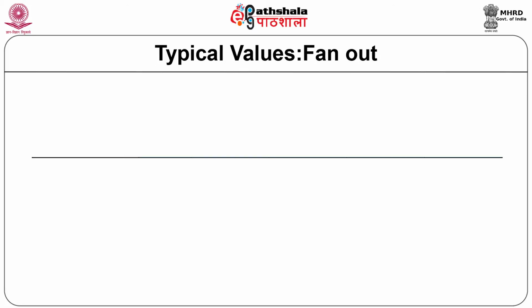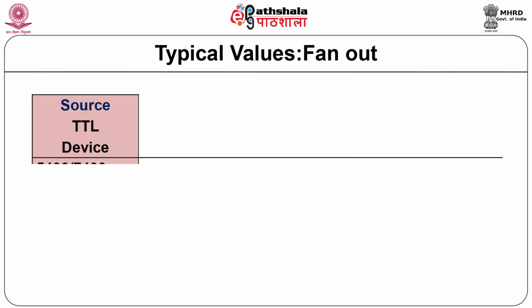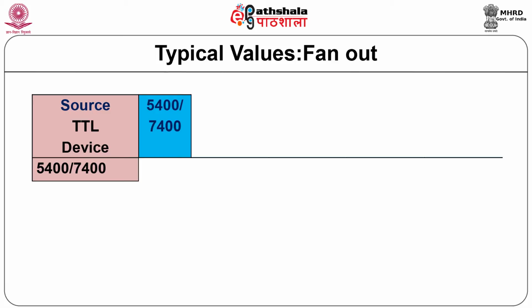Some typical values of fan out of these logic families are given. That is, if the source is a TTL device and the load is also a TTL device, then how many devices can be connected is given in tabular form. Let us take one example: if the source is 5-4 series or 7-4 series and load is also 5-4 or 7-4 series, then the maximum number of gates that can be wired together is 10.